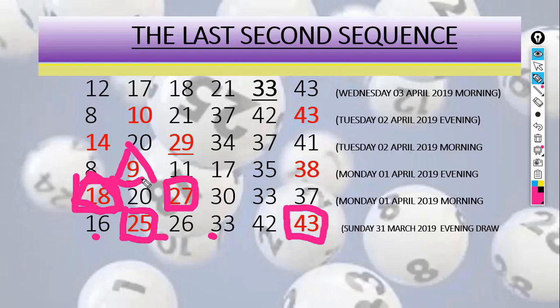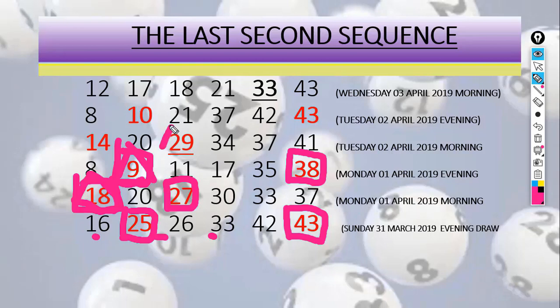And for predicting the number that came on Tuesday, 2nd of April, in the morning draw, the last number was used and the second number was used. The second number was subtracted from the number on the last column. So 38 minus 9, your answer becomes 29.